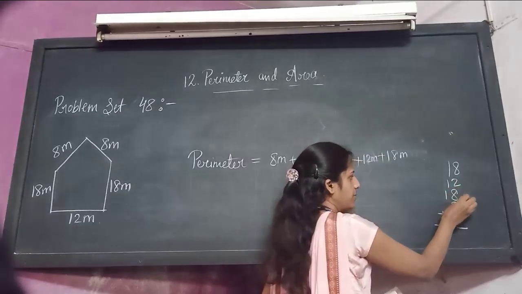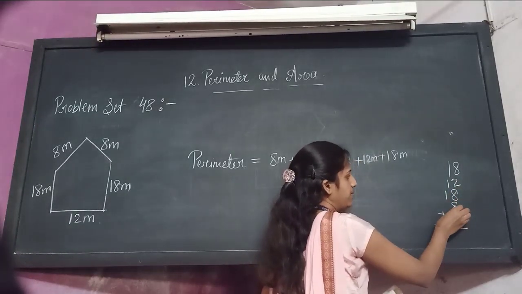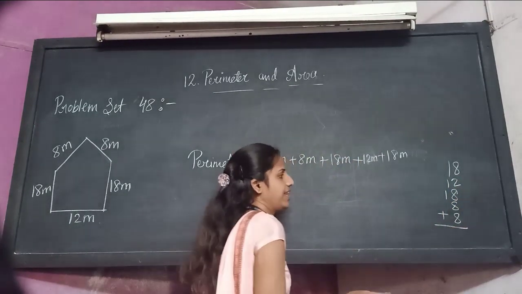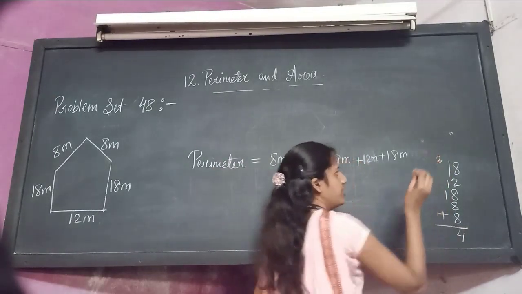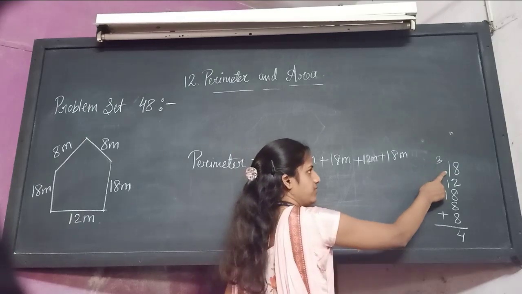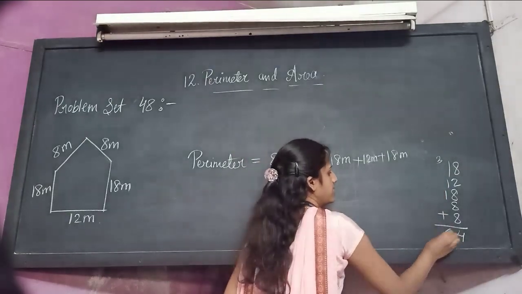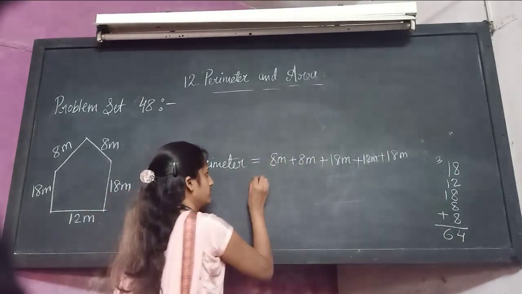8 plus 2, 10, 10 plus 8, 18, 18 plus 8, 26, 26 plus 8 will be 34. 4 here and 3 will be carried over. 3 plus 1, 4, 5, 6. The answer is 64 meters.